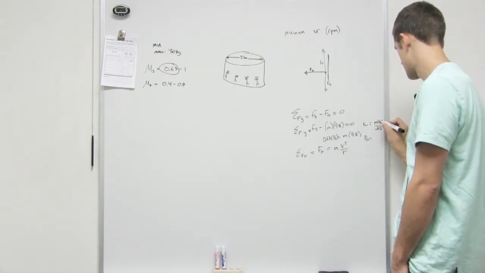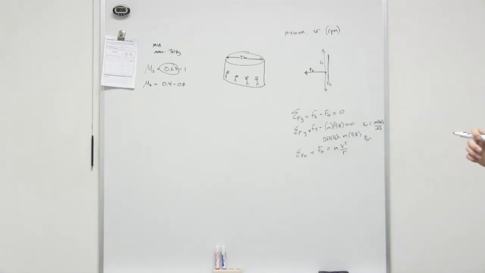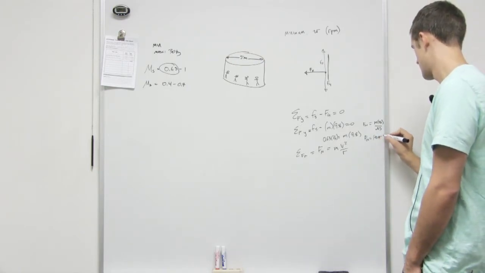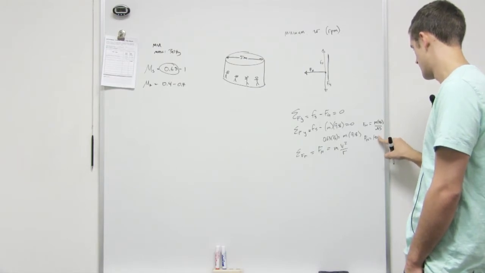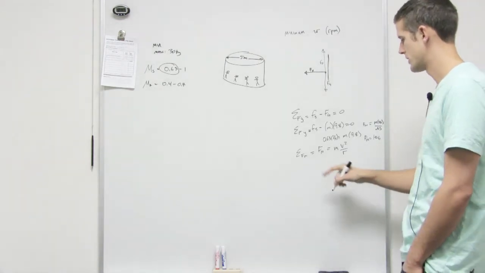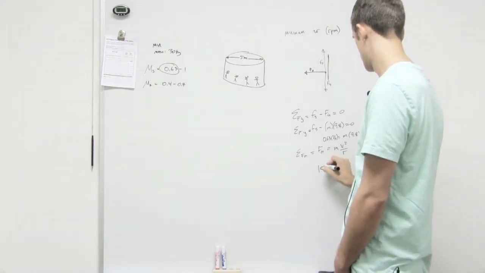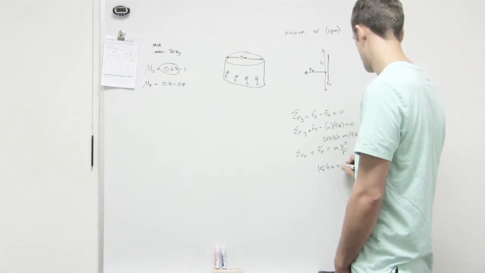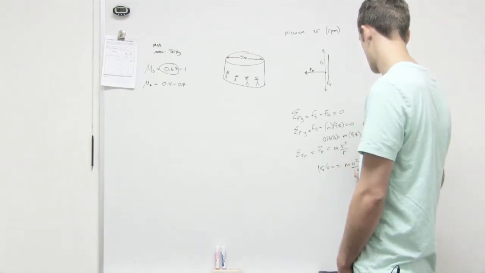What is that? 9.8 divided by 0.63 is 15.5, or 15.6, I guess. So normal force has to be 15.6 for it to be safe. We put that here. 15.6 N. N is equal to mv squared over r.